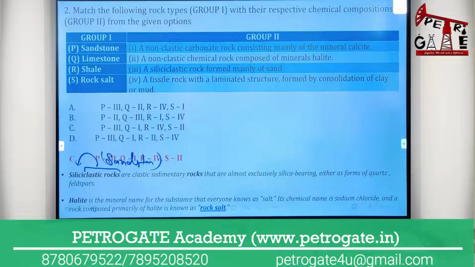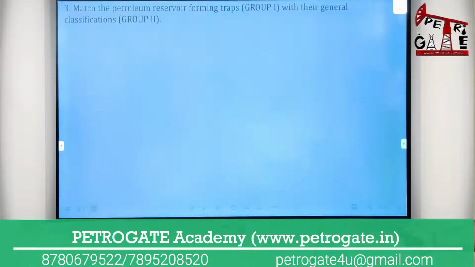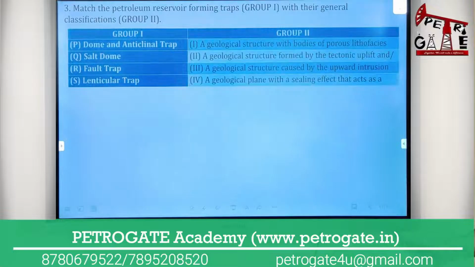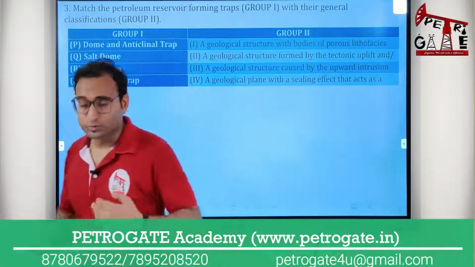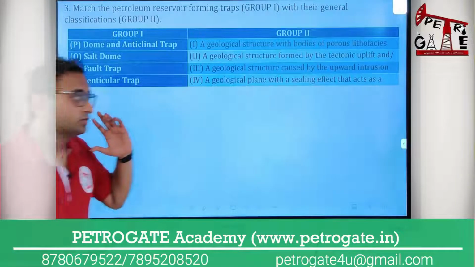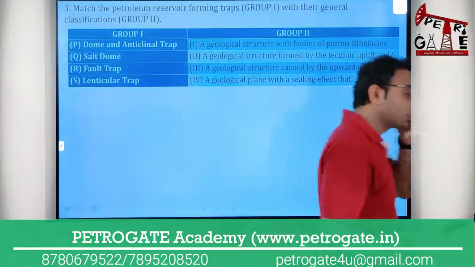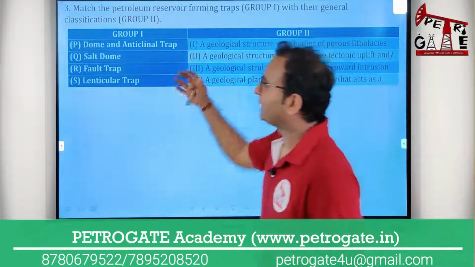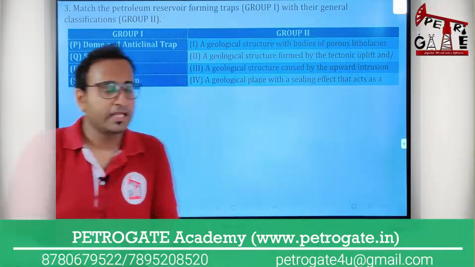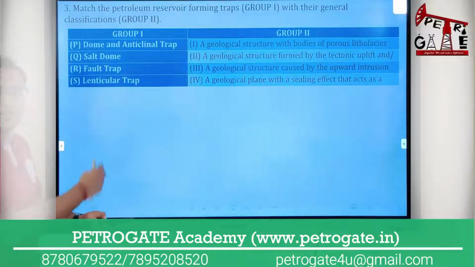Now the third question is the one which was asked in GATE 2021. Here is also a match the following. When students see match the following, they are very happy because the chances of a match the following question being correct are very high. Because if you get even one thing matched, you can adjust the options, you will see the options and approach the right answer.